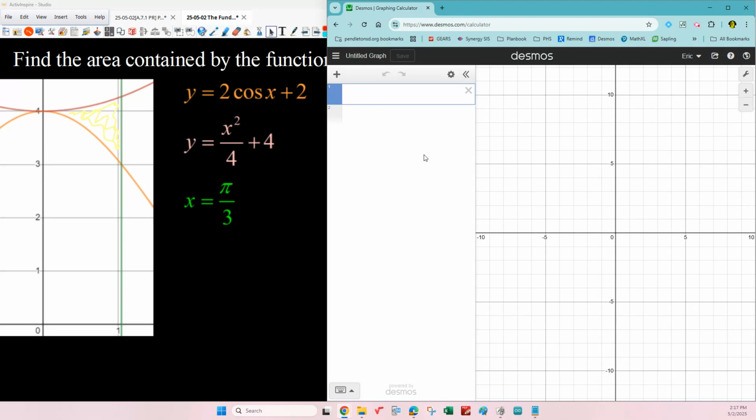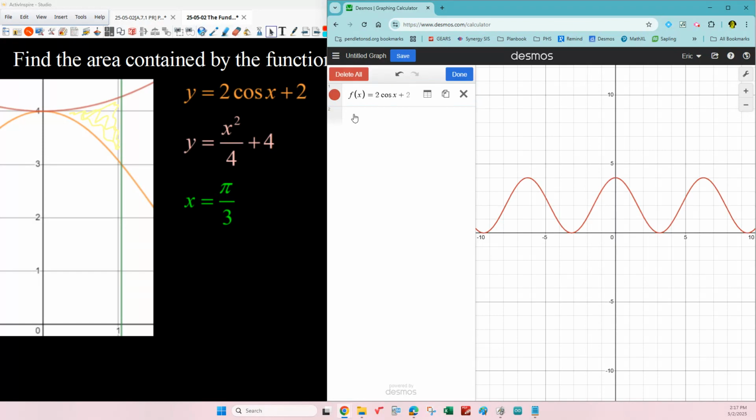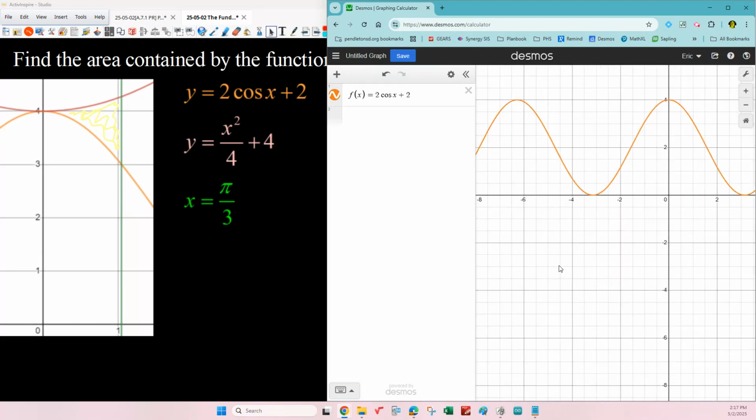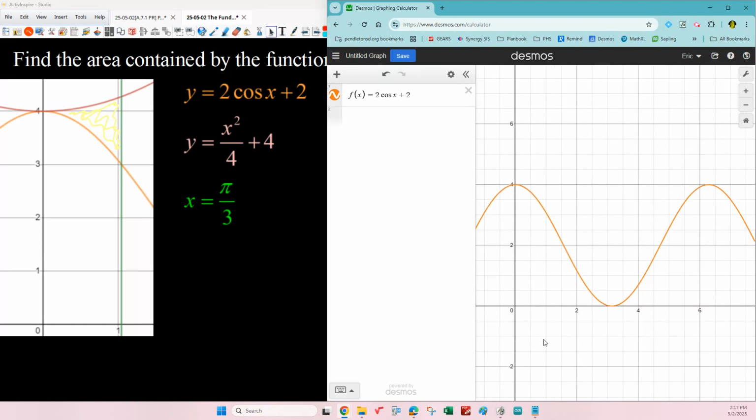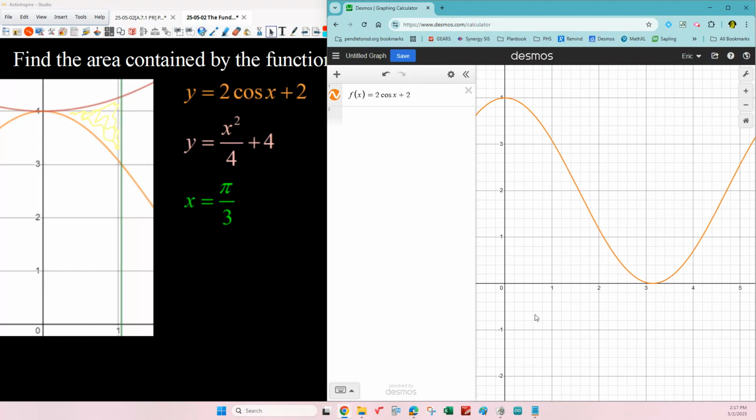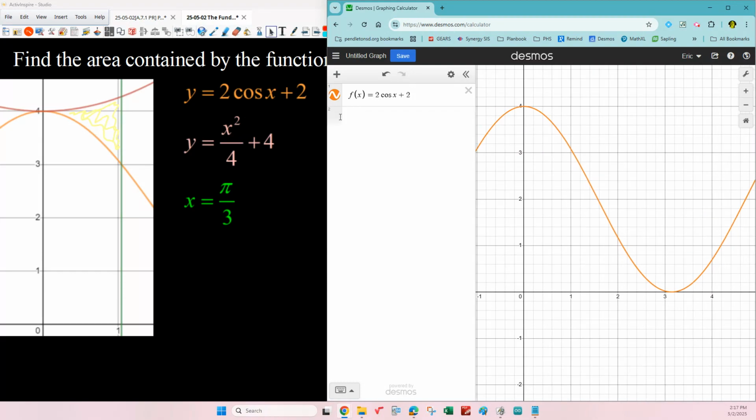I'm going to go ahead and give them function notation. So we'll call this first one f of x equals 2 cosine x plus 2. And let's make that one orange so they all match up. Okay. We're going to graph the function.